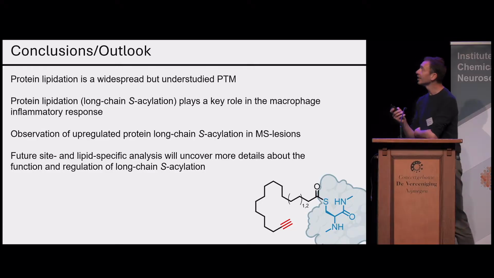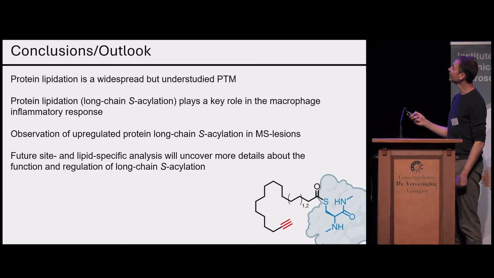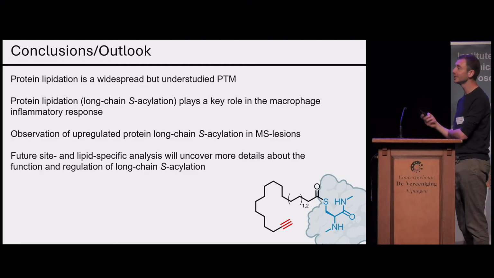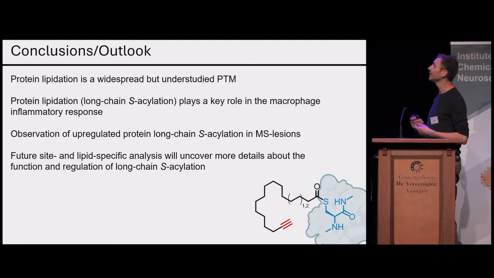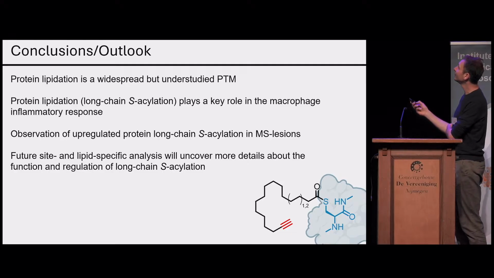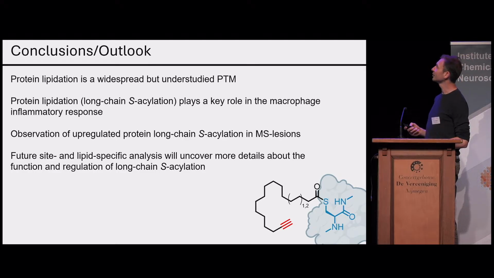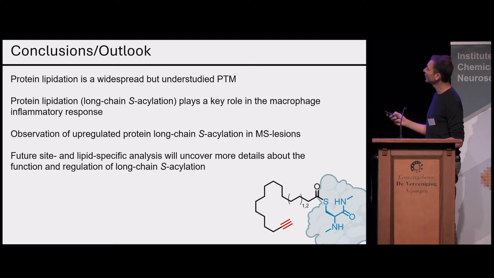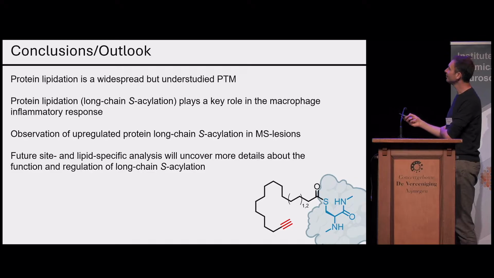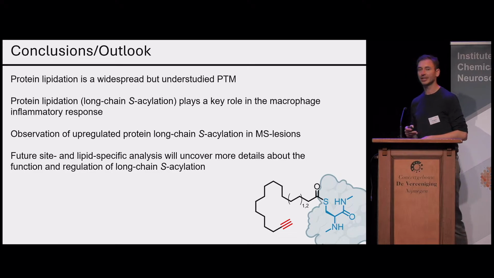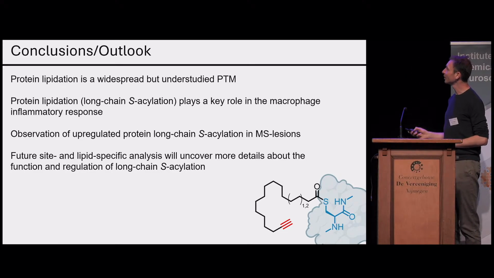With that, I want to conclude. I hope I convinced you that protein lipidation is a widespread but understudied post-translational modification, and we still have quite some work ahead of us, also within the ICNS consortium, where we want to apply this direct detection method. Protein lipidation plays a key role in the macrophage inflammatory response. We see upregulation of acylation in these MS lesions versus normal appearing white matter. And I think that future lipid site-specific analysis of protein lipidation will uncover new biology and also how this is actually regulated.